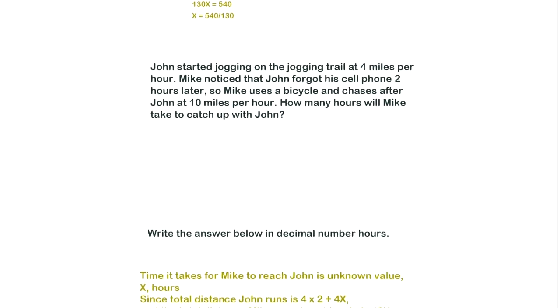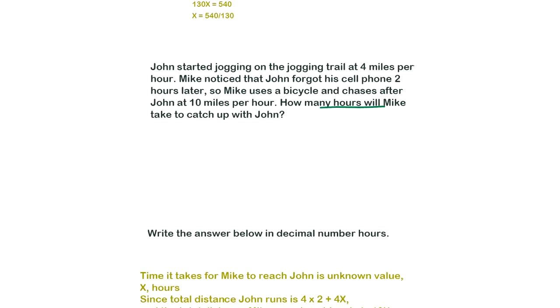Next problem. John started jogging on the jogging trail at 4 miles per hour. Mike noticed that John forgot his cell phone 2 hours later, so Mike used a bicycle and chases after John at 10 miles per hour. How many hours will Mike take to catch up to John? Again, the best way is to make two linear equations, simultaneous equations, and solve it, right?